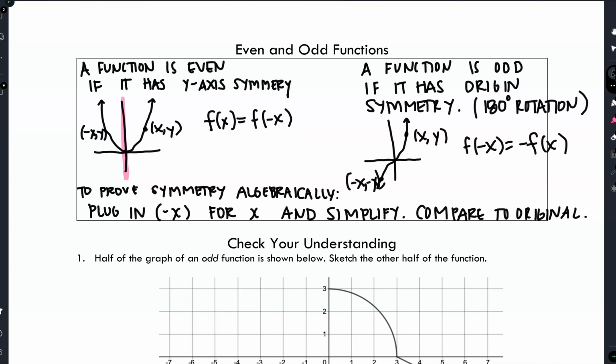All right. So take a second and see if you can do these check your understanding problems. So pause the video and come back.